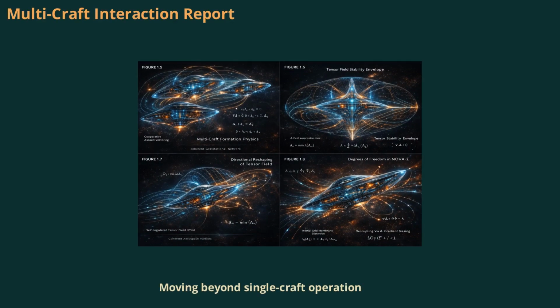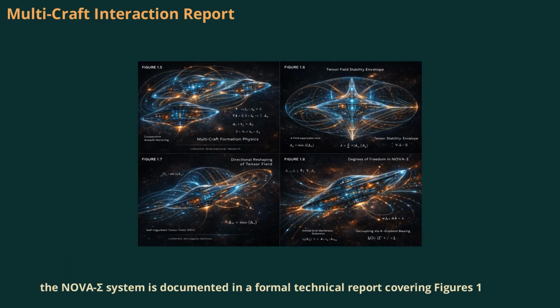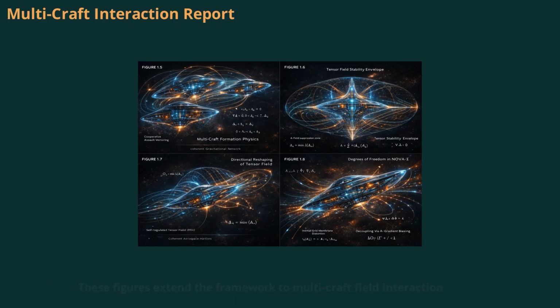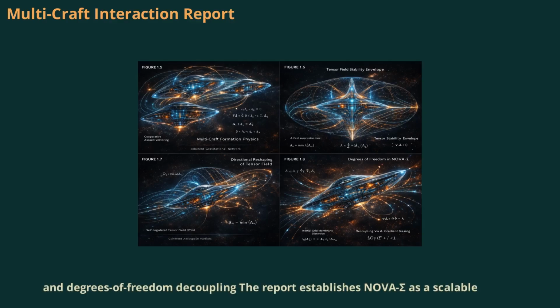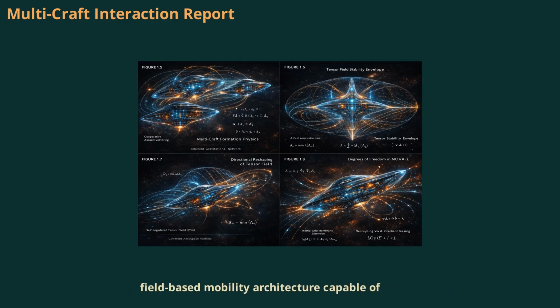Moving beyond single craft operation, the NOVA-Σ system is documented in a formal technical report covering Figures 1.5 through 1.8. These figures extend the framework to multi-craft field interaction, cooperative stability, tensor field envelope control, and degrees of freedom decoupling. The report establishes NOVA-Σ as a scalable field-based mobility architecture capable of coordinated motion and formation flight.